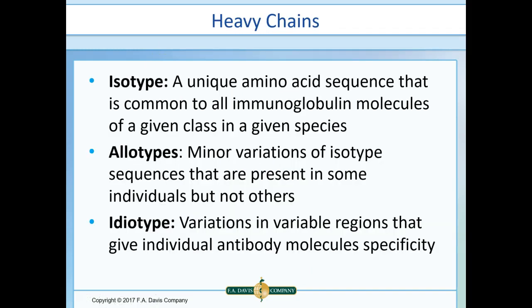So there's different types of heavy chains. We got isotypes, allotypes, and idiotypes. You need to be familiar with the definitions of each. An isotype heavy chain is a unique amino acid sequence that is common to all immunoglobulins of a given class in a given species. The allotype has minor variations of the isotype sequences that are present in some individuals, but not others. And the idiotype is variations in variable regions that give the individual antibody molecules its own specificity.